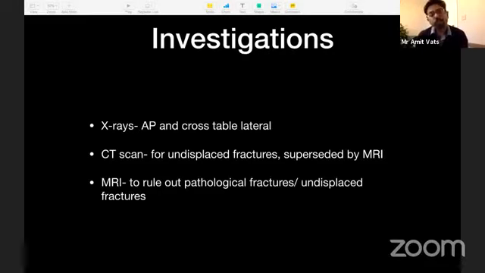However, if you're suspecting a fracture with the mechanism and the presentation, but the X-rays are not showing any clear fracture, a CT scan could be performed in centers where there's no MRI. However, MRI is a better diagnostic modality, especially to rule out an undisplaced fracture, as the thickness of the slices is much less as compared to a trauma CT scan, which may be about 2 millimeters and therefore may miss undisplaced fractures. And further, MRI will also be helpful to identify pathological fractures.